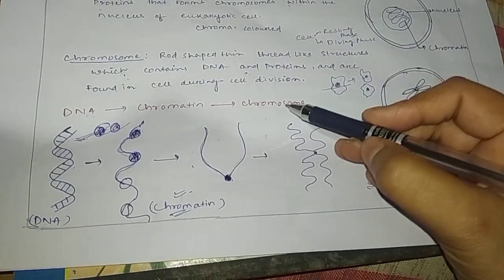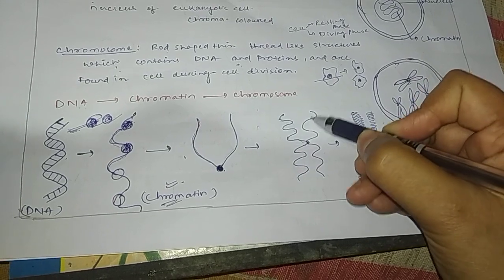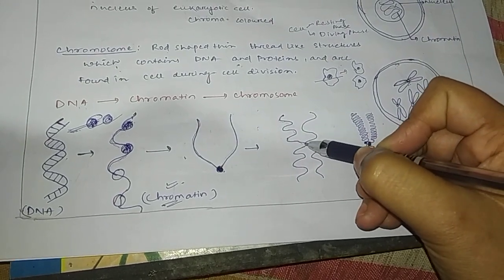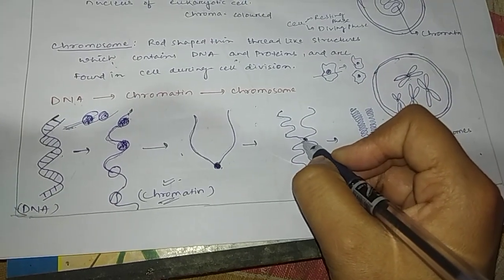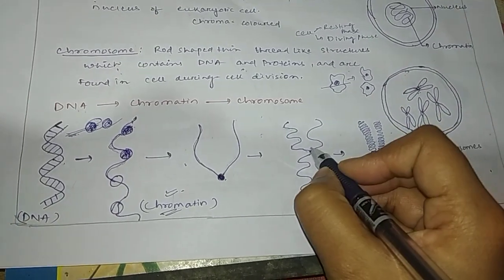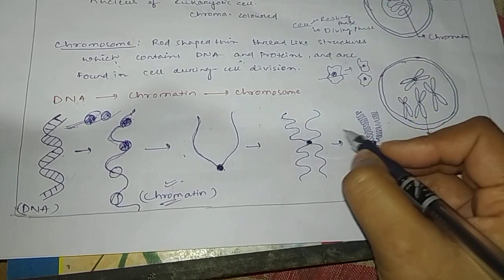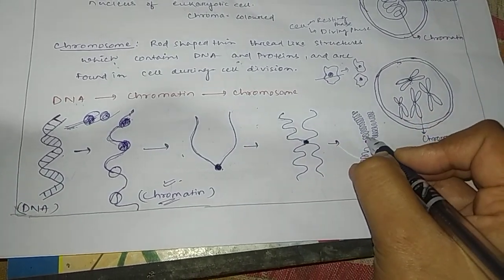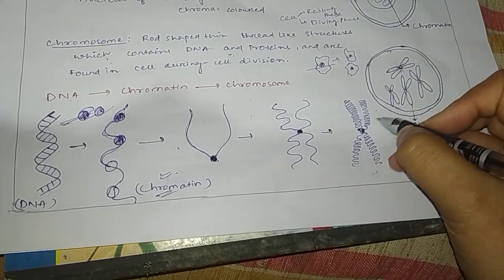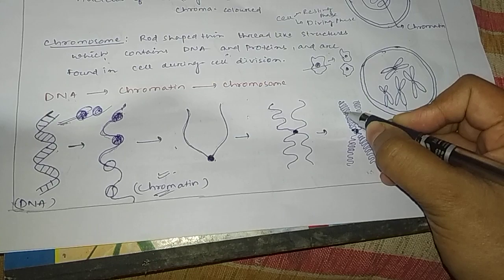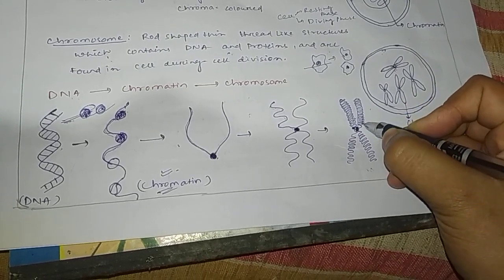And then this thread-like structure again starts condensation. Here it has formed two when the DNA divides. We will talk about it in later stages. And here is this part, and again it gets condensed, and this forms the rod-shaped structure like this. You can assume it this way. Okay, this structure has formed.